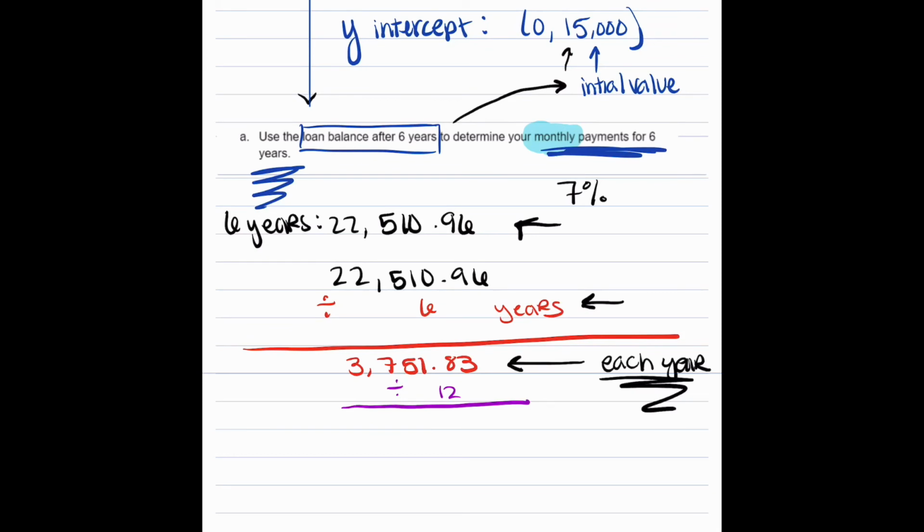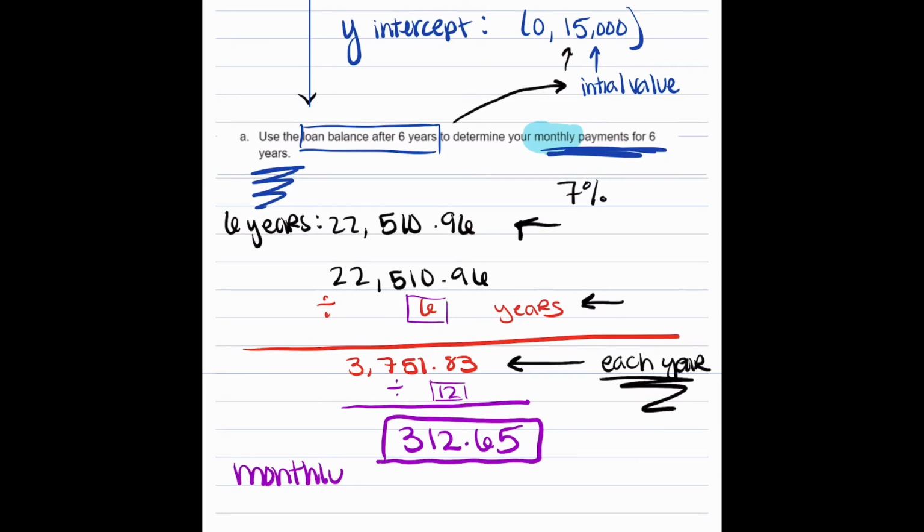And you could have just divided by 60 because 12 times 6 is 60, and that would get you straight to the answer, but this works as well. So let's divide by 12, and we have 312.65. So this would be your monthly payment.